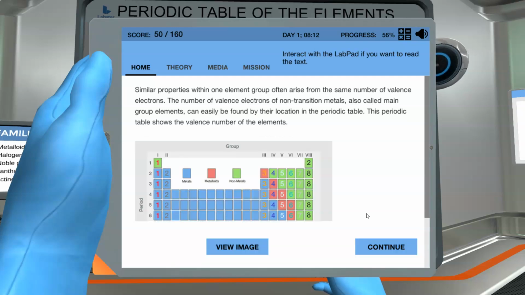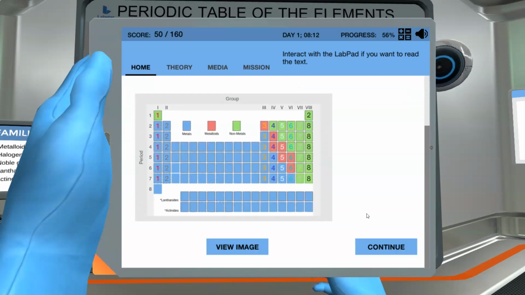Similar properties within one element group often arise from the same number of valence electrons. The number of valence electrons of non-transition metals, also called main group elements, can easily be found by their location in the periodic table. This periodic table shows the valence number of the elements.